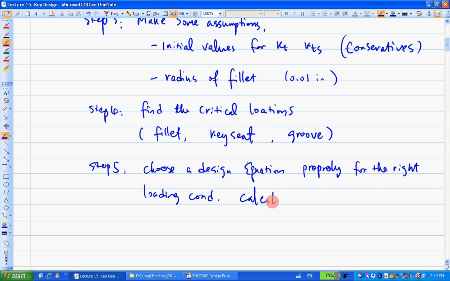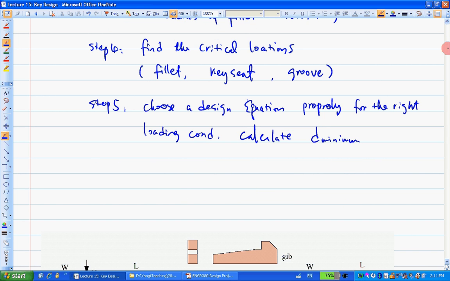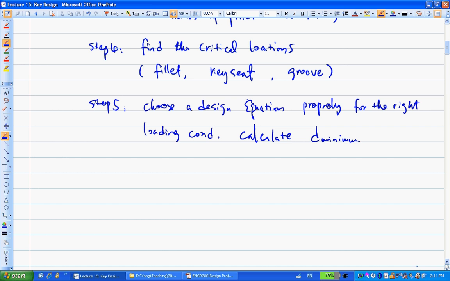Calculate your D minimum. The design equation is D equal to something, and the calculation gives you the minimum shaft diameter at that critical location. And when you do the calculation, as I pointed out in the previous lecture, your design equation in general is in this format: D equal to a function of D.